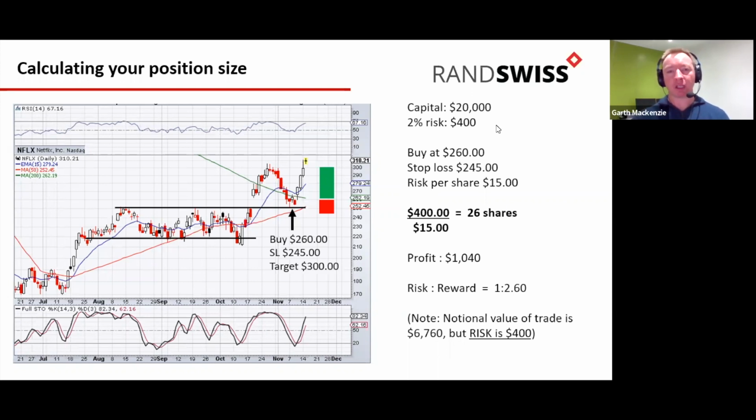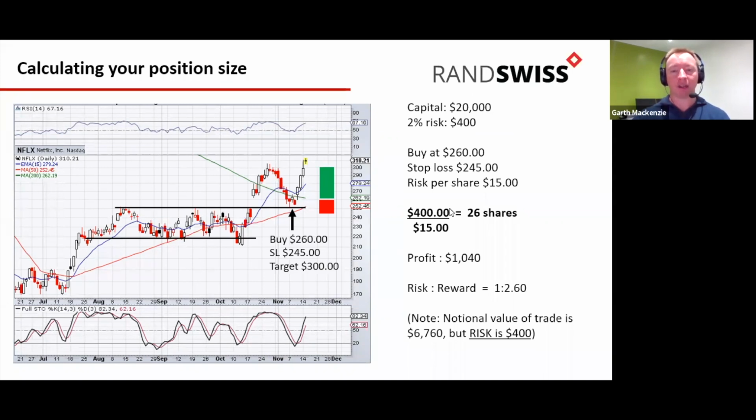If we run it through the calculation to work out our position size, these are the crucial numbers we need to look at. The starting point is the capital you have at your disposal: $20,000. Second, 2% of capital at risk is $400. We're going to be a buyer at $260 with a stop loss at $245, which means our risk per share is $15. Now, put it into the formula. You take your total capital at risk, which we said is $400. That's how much we're willing to lose if the trade goes wrong and it gets stopped out.